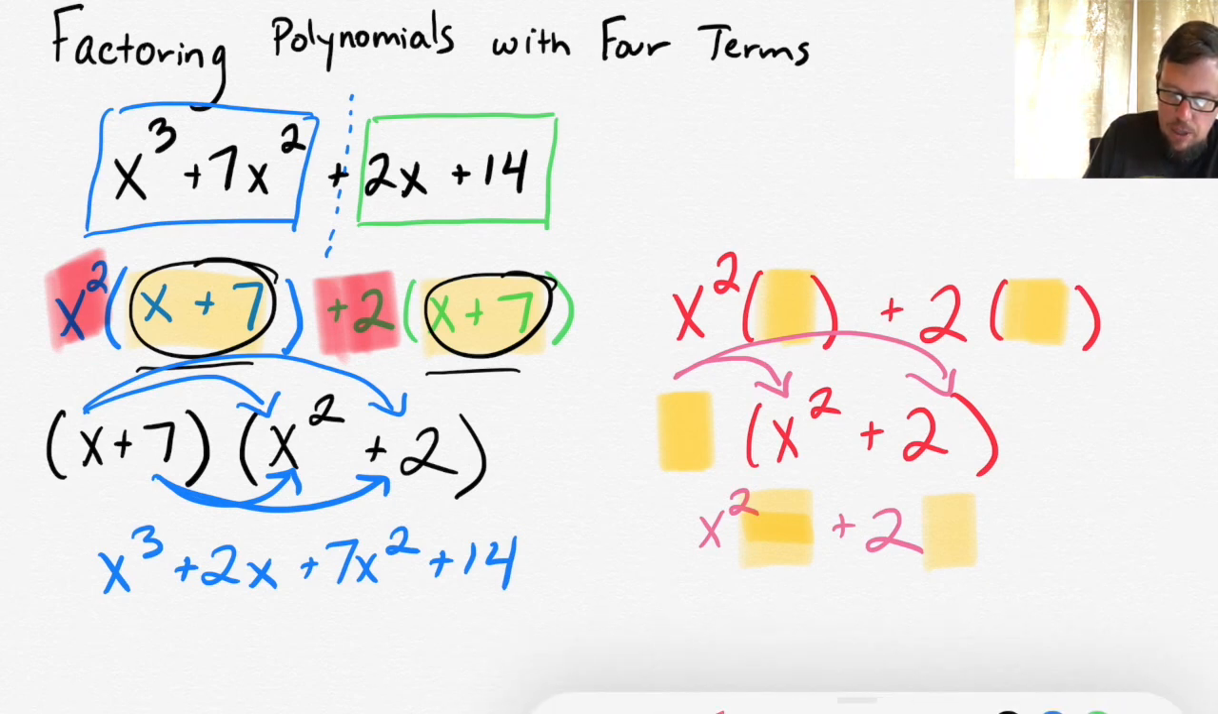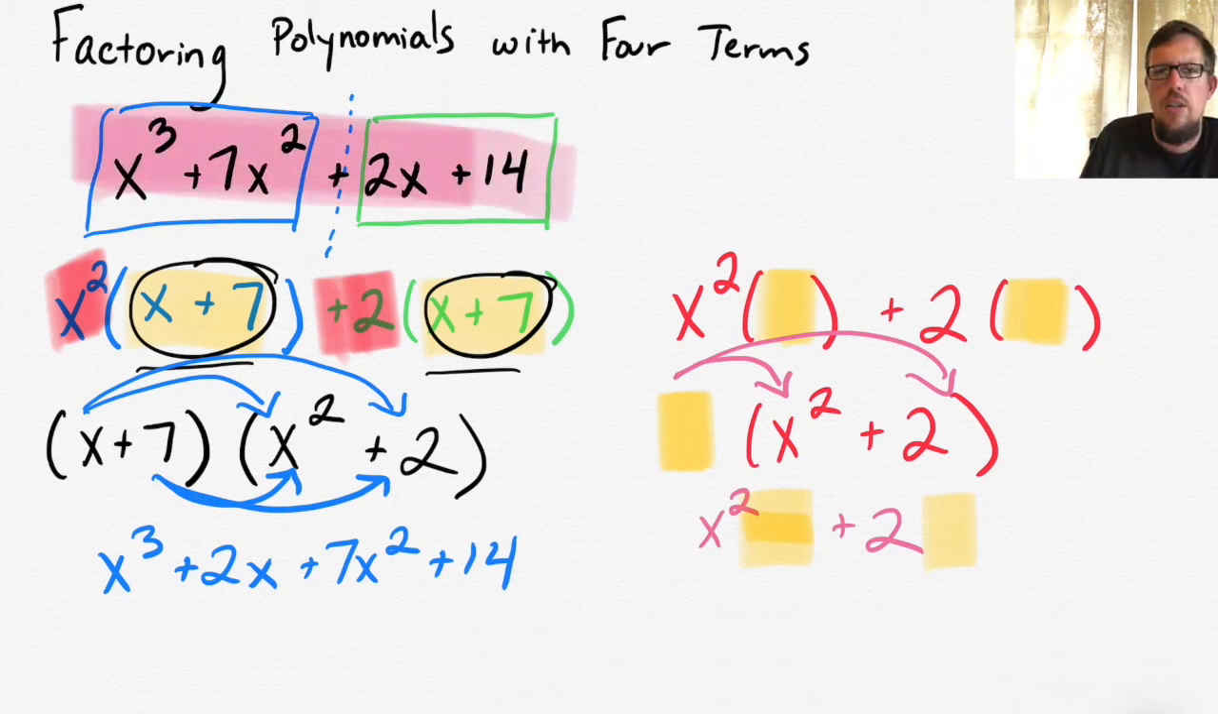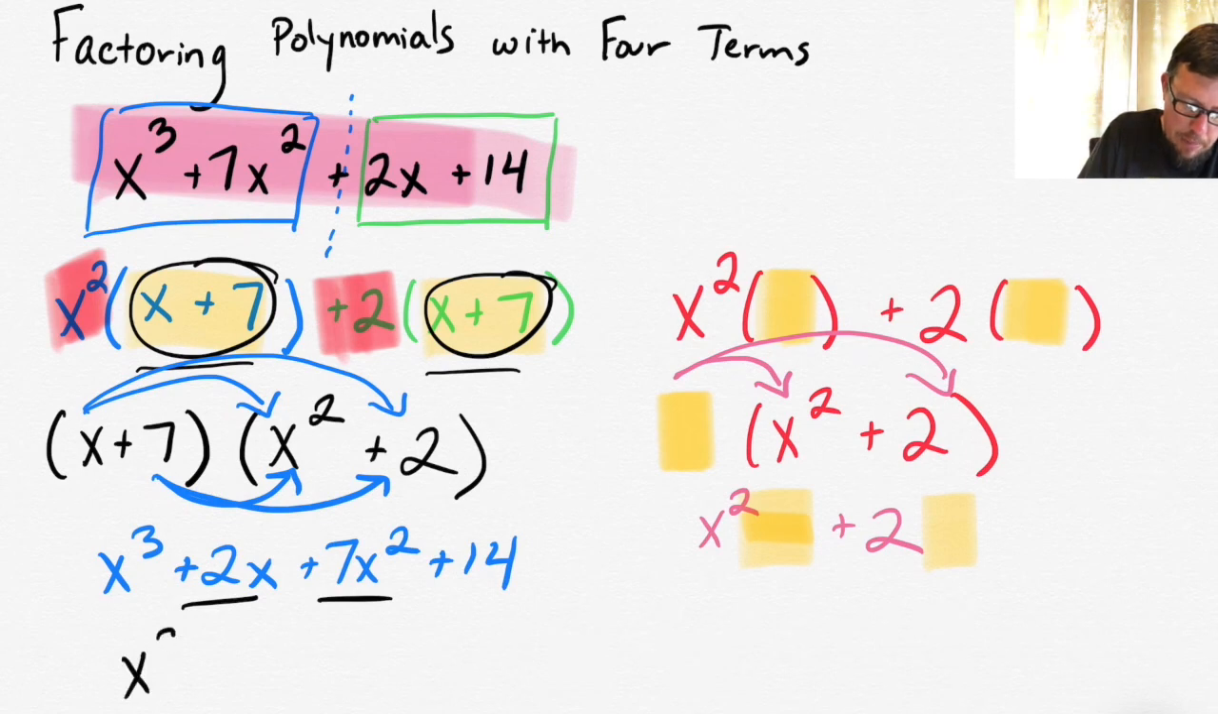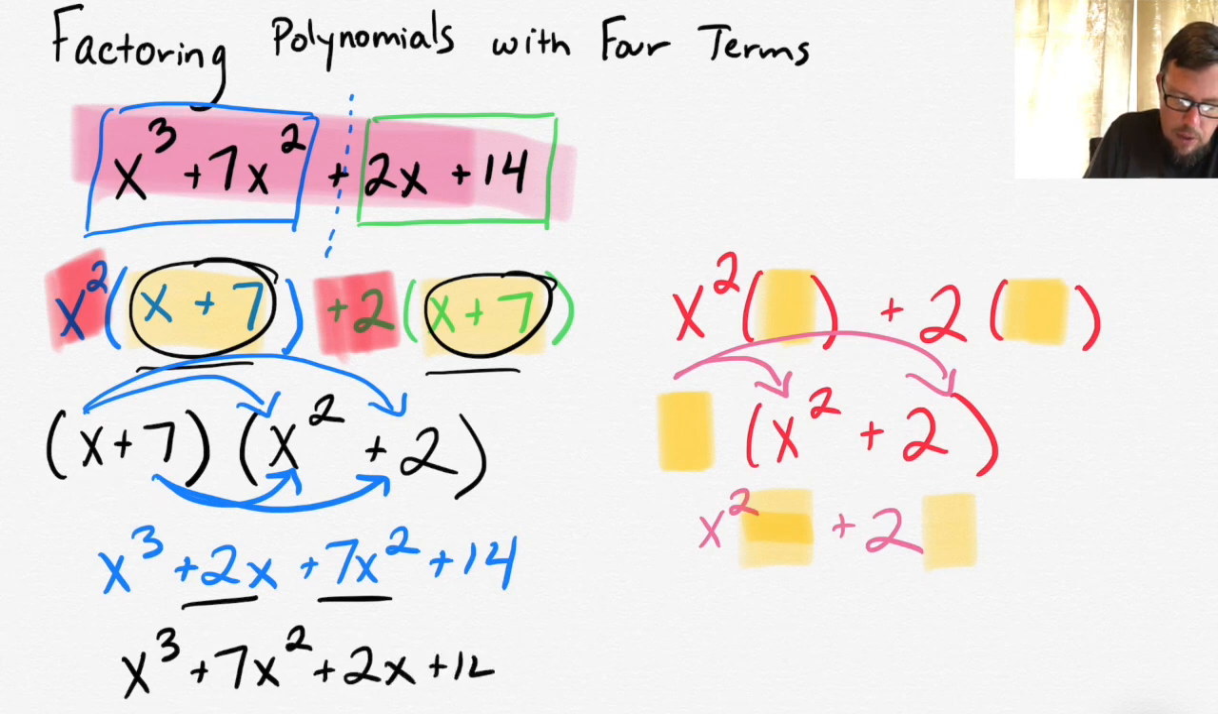Here's my original problem up here. Looks pretty close to that original problem, except it's in a different order. So if I were to just take the 2x and the 7x squared and flip them, now it looks exactly like my original problem.